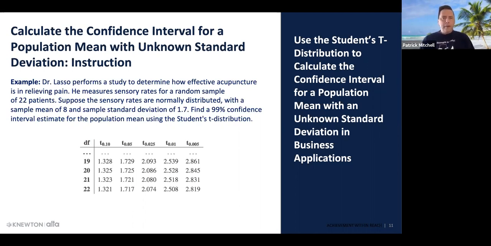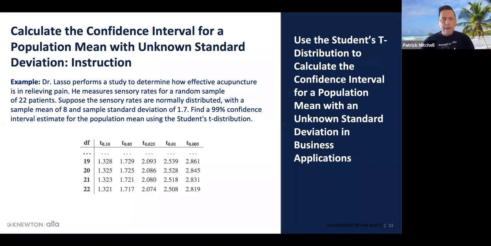So as an example, Dr. Lasso performs a study to determine how effective acupuncture is in relieving pain. He measures sensory rates for a random sample of 22 patients. Suppose the sensory rates are normally distributed with a sample mean of 8 and sample standard deviation 1.7. They want us to find a 99% confidence interval estimate for the population mean using the student's t-distribution.